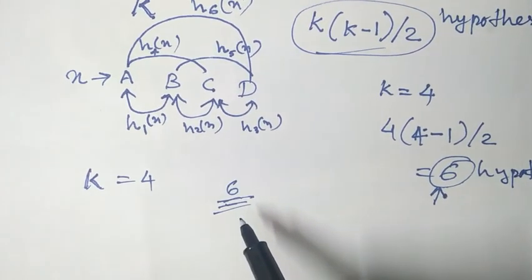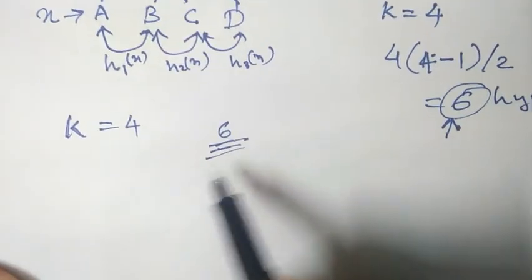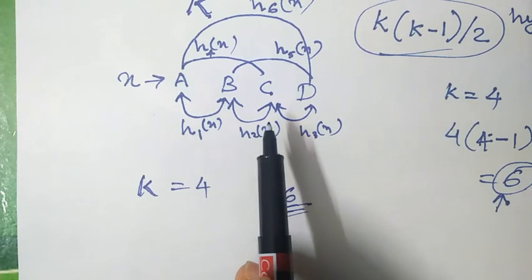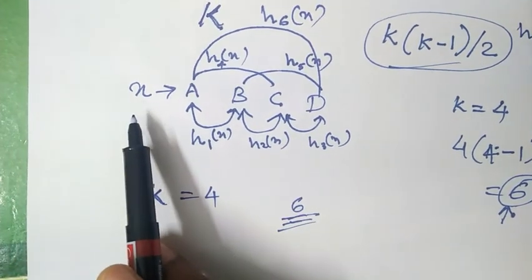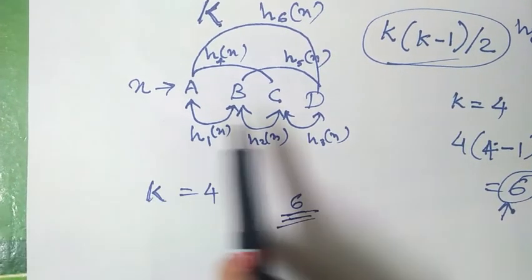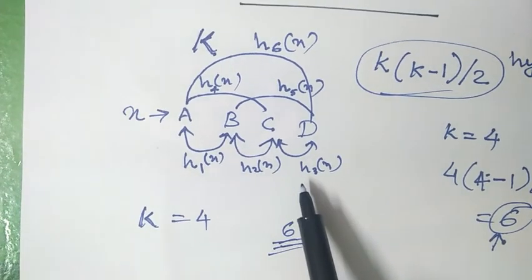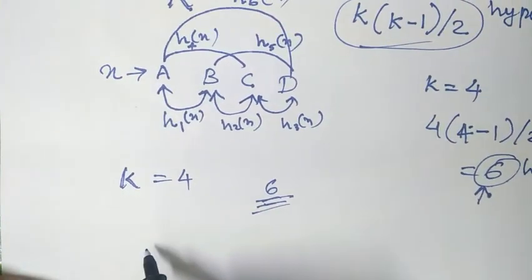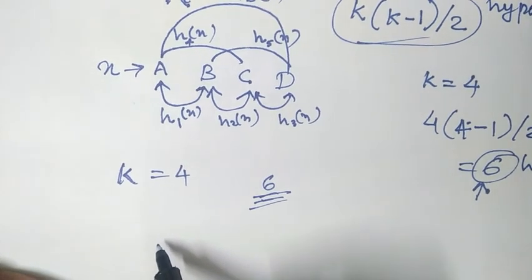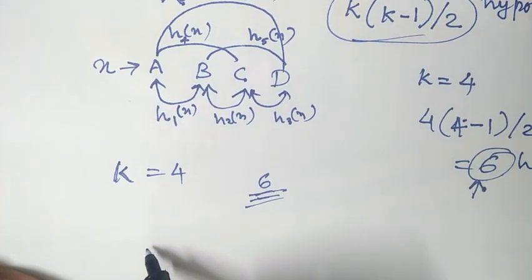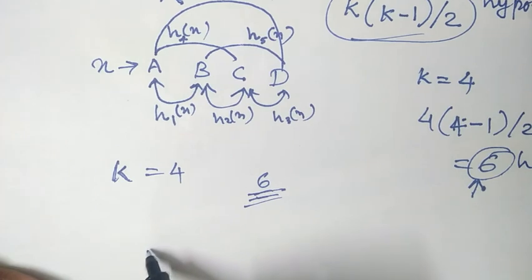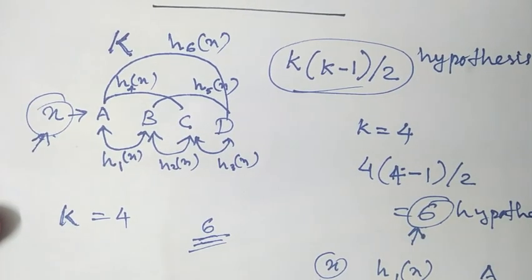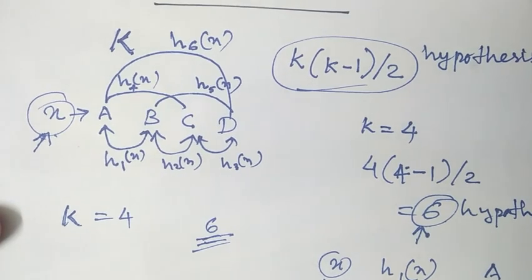Now what we do is we apply all these hypotheses one by one to the input X. We apply each of these 6 classifiers one by one to X and then check which class gets the majority vote, and the class which gets the majority vote will be the class of X. That's all about multi-class classification.